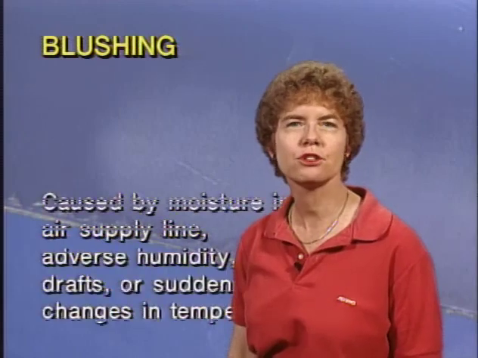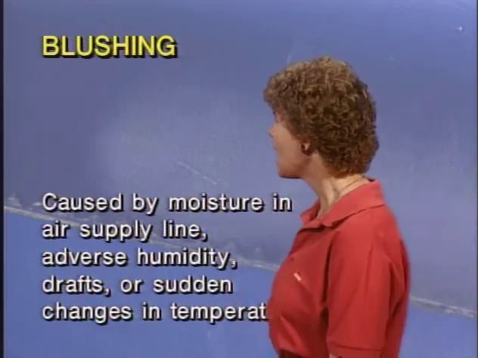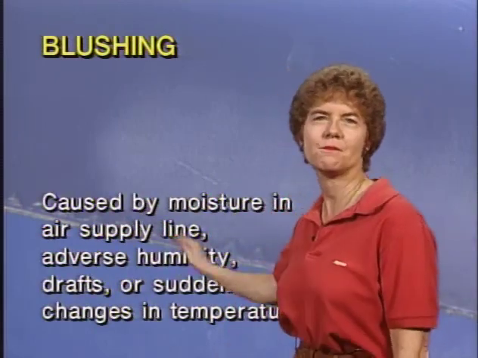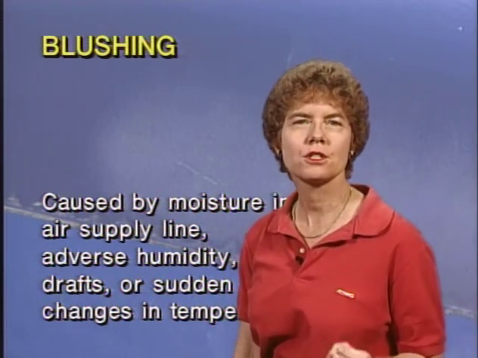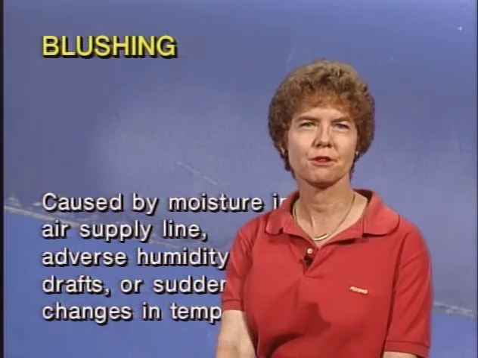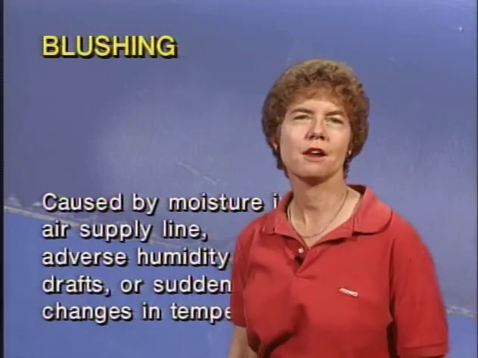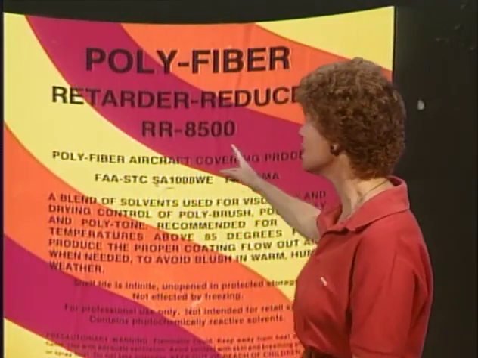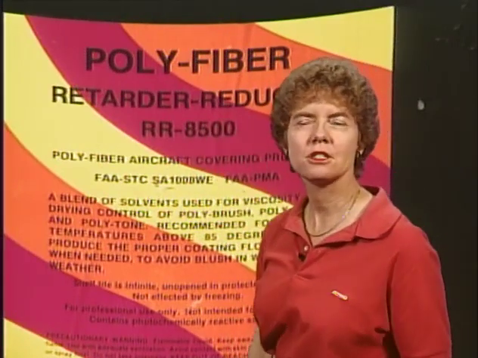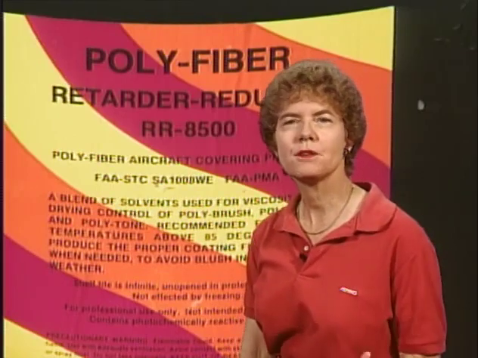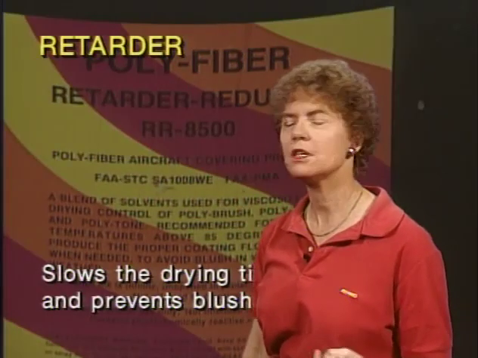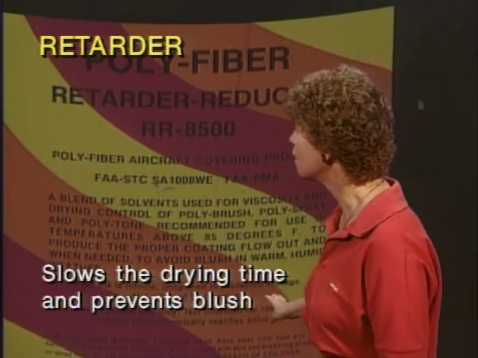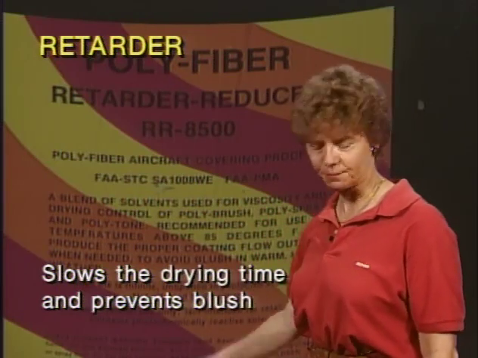And the things that cause blushing are moisture in the air supply line, adverse meaning high humidity, drafts, or sudden changes in temperature. Now, what's one way to help cope with that? Retarder. Retarder is a slow-drying solvent, and retarder is added to some finishes, and the purpose of it is to slow down the drying time, and that helps to prevent blush.